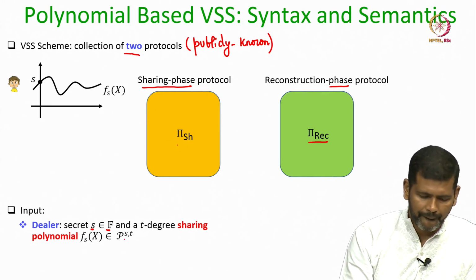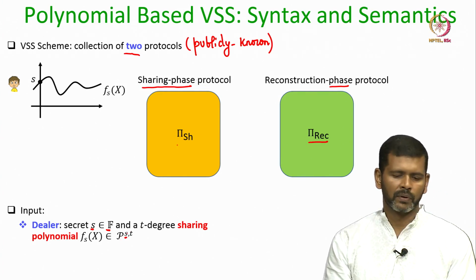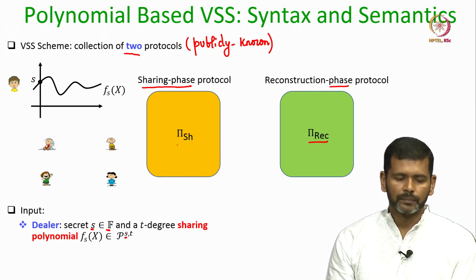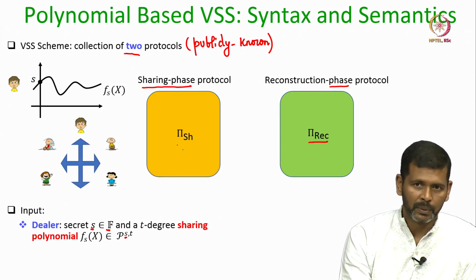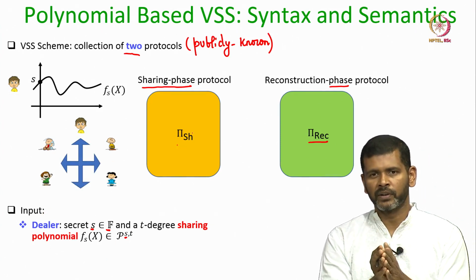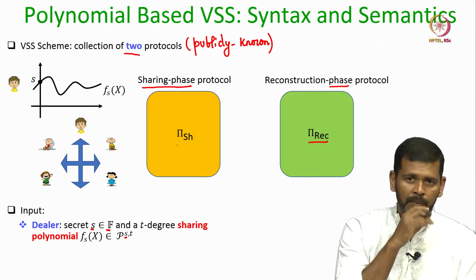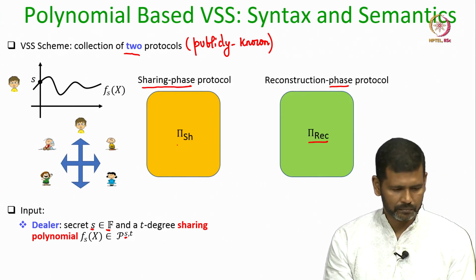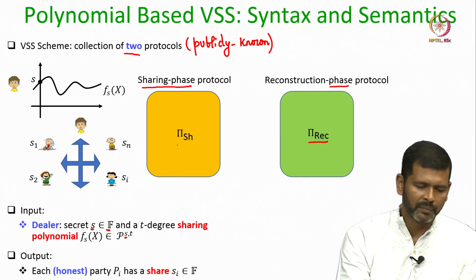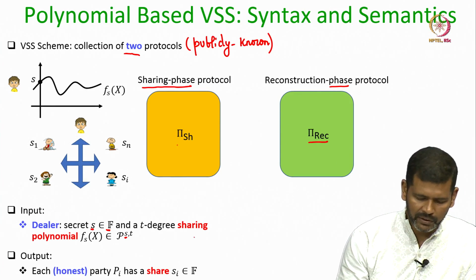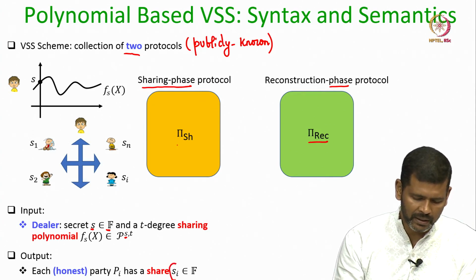Whose constant term is the input of the dealer. Now, this will be an interactive protocol, this protocol pi sub sh, where the dealer will distribute the shares for its secret, and on top of that there will be some verification steps which will require interaction among the parties, and after the interaction is over, the output for each party will be a share, which is going to be a field element. So, let us denote the share for the ith party as S sub i.